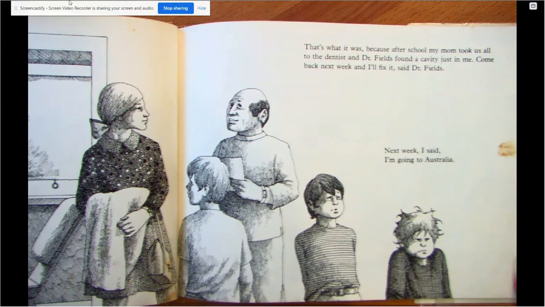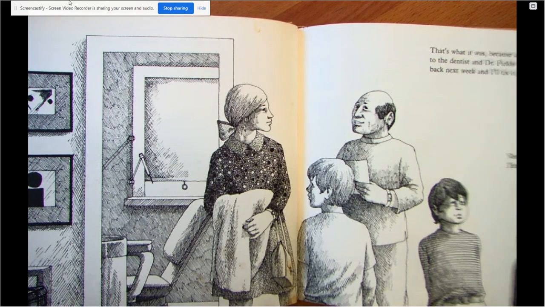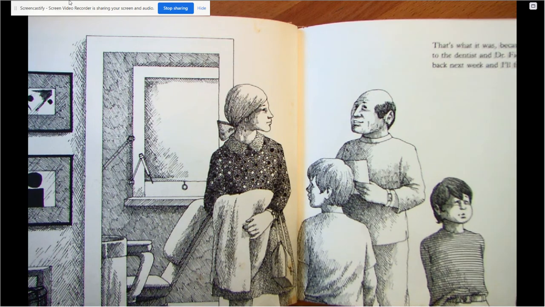How many of you have gone to the dentist after school? Or maybe had to leave school early to go to the dentist?